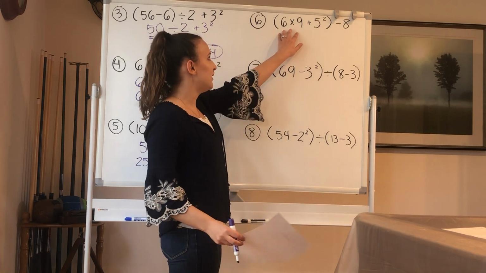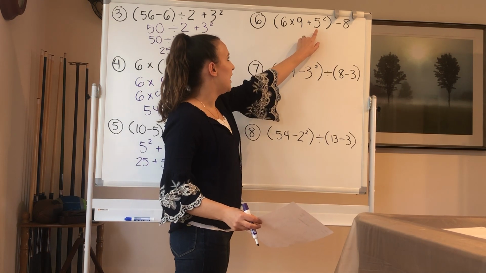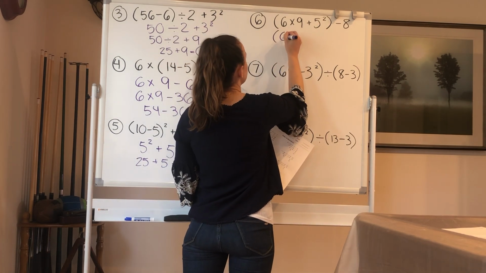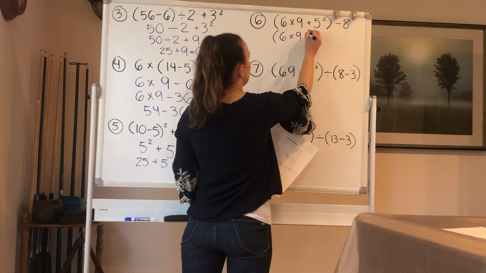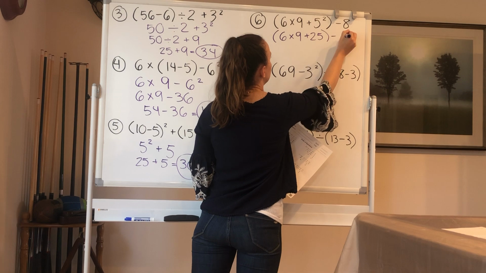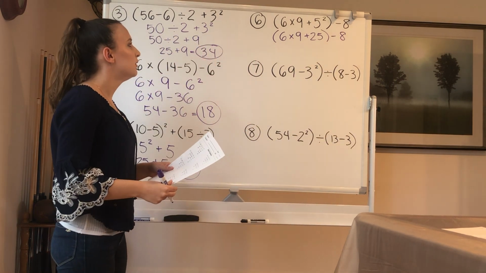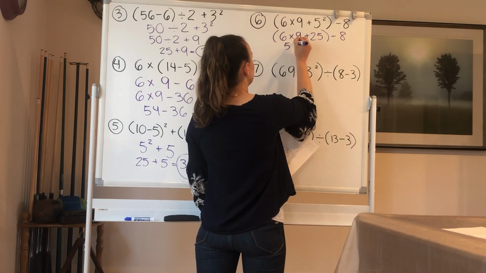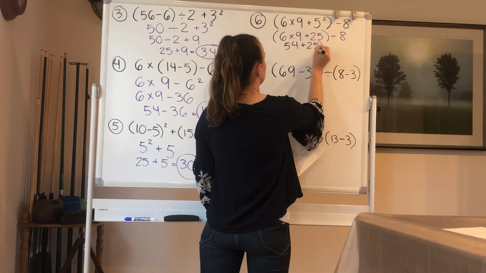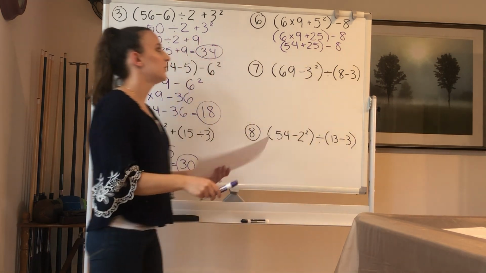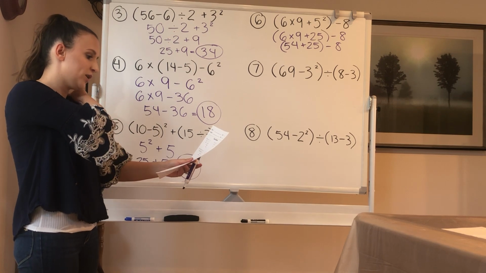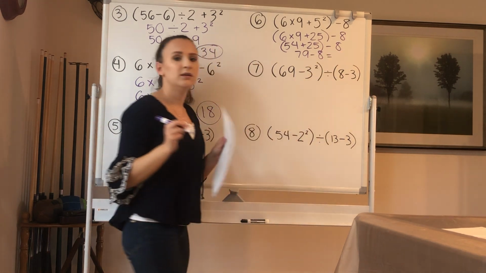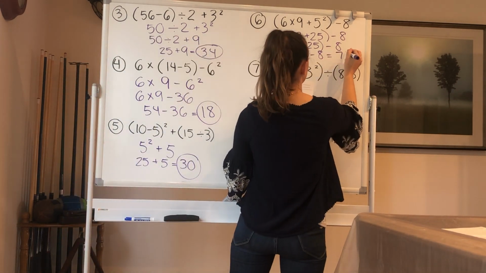Okay, next, parentheses. We're going to do inside the parentheses first, and I want to go to my exponent first because that's what comes next. So we have 6 times 9, 5 squared is 25, so plus 25, minus 8. We still have to work with the parentheses, so 6 times 9 is 54, plus 25, minus 8. 54 plus 25 is 79, minus 8, and 79 minus 8 is 71.